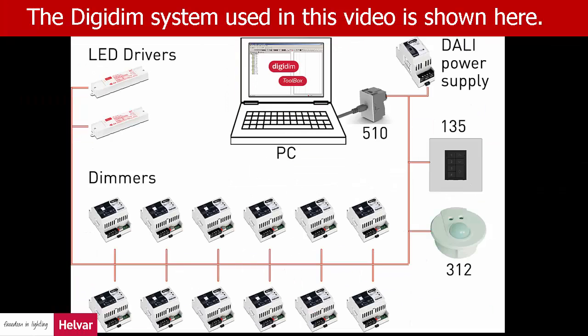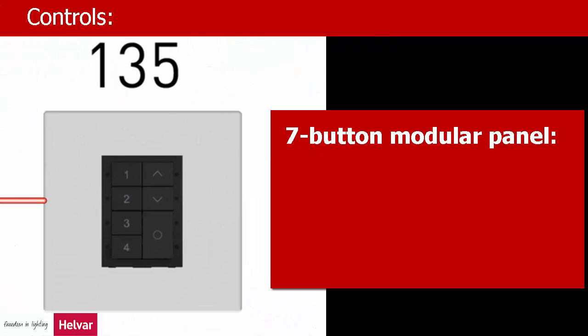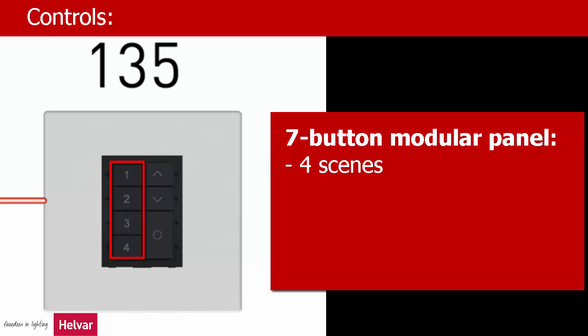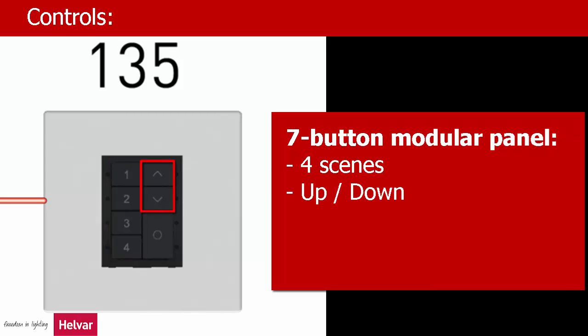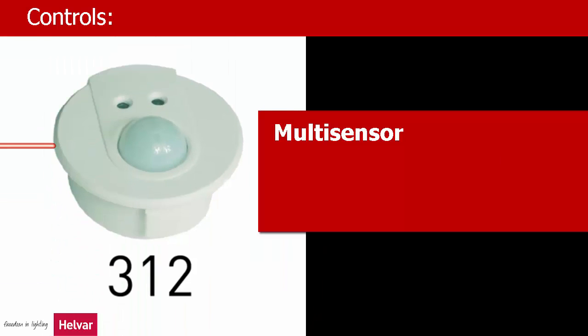The Digidim system used in this video is shown here. This is the Helvar 135 modular panel, which has 7 programmable buttons. The unit also has an infrared receiver, so it can receive commands from a Helvar remote control unit. This is a Helvar 312 multi-sensor.